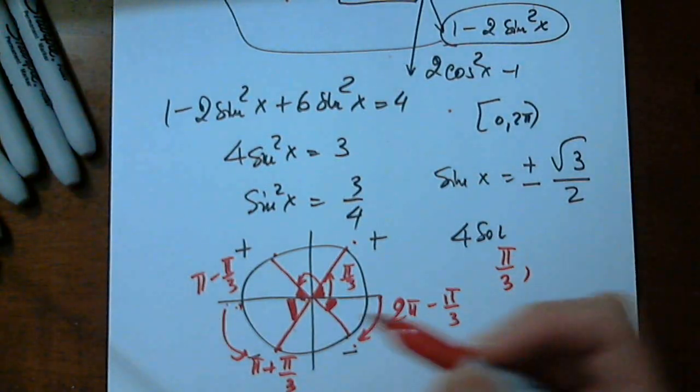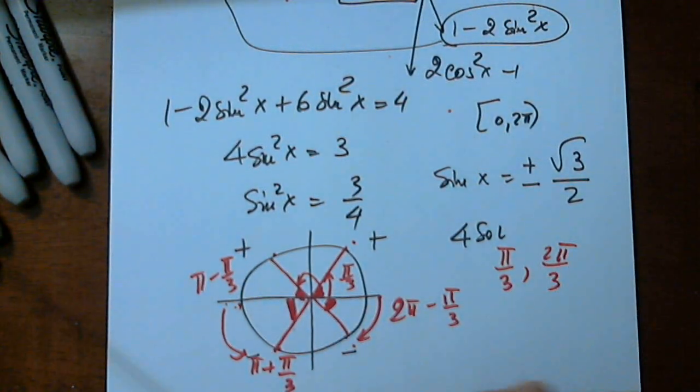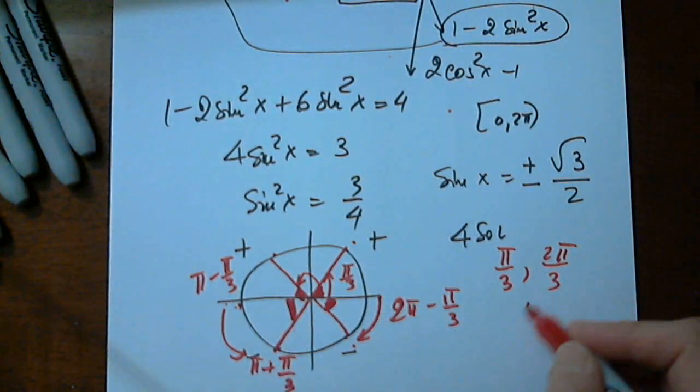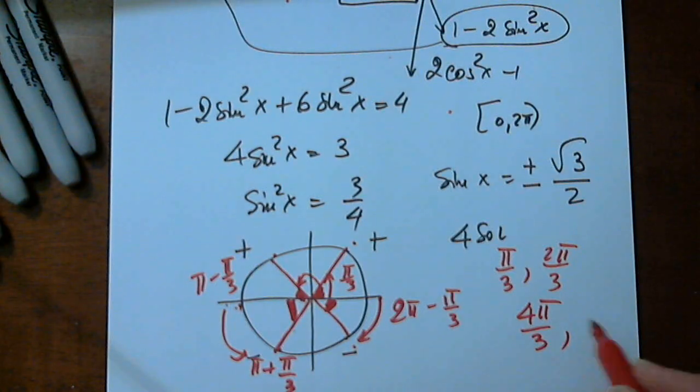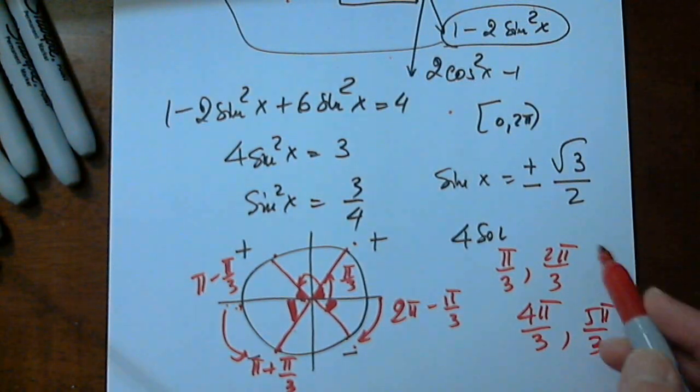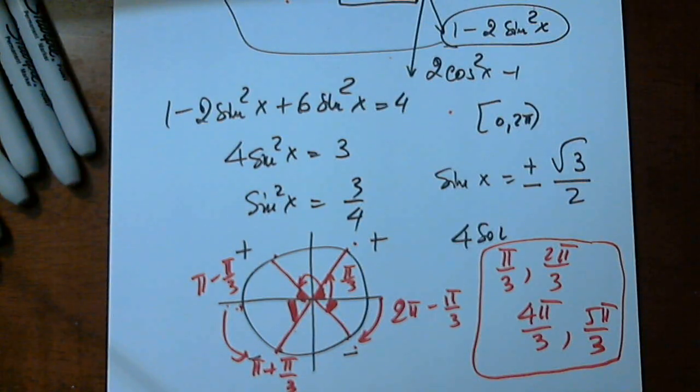Pi over 3. Pi minus pi over 3 is 2 pi over 3. Pi plus pi over 3 is 4 pi over 3. And 2 pi minus pi over 3 is 5 pi over 3. These are the 4 solutions of this trig equation.